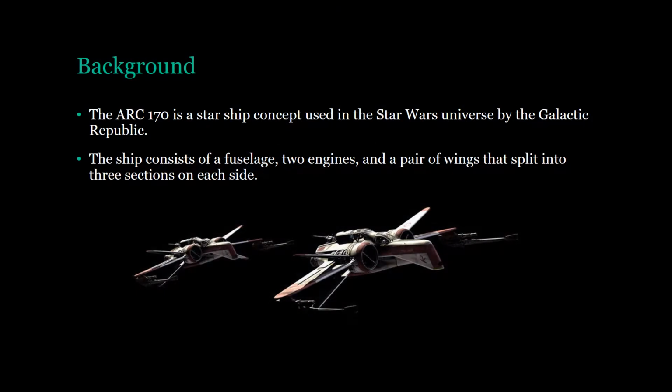The ARC-170 is a starship used by the Galactic Republic in the Star Wars universe. It has 3 seats and 2 engines, along with 1 large cannon on each wingtip. It has 2 smaller wings on each wing that fold open when the fighter is engaged in combat.